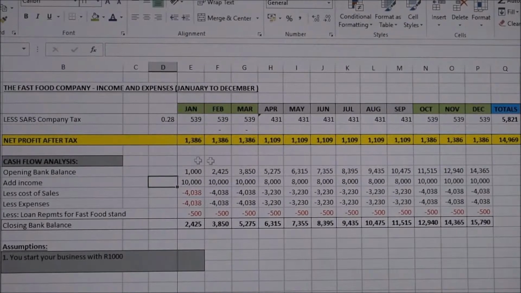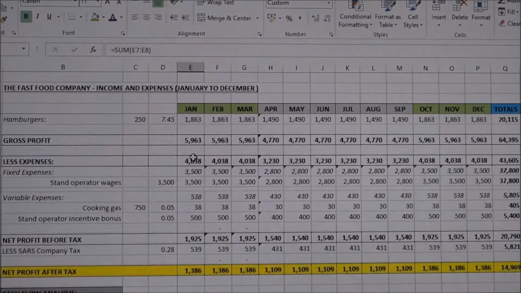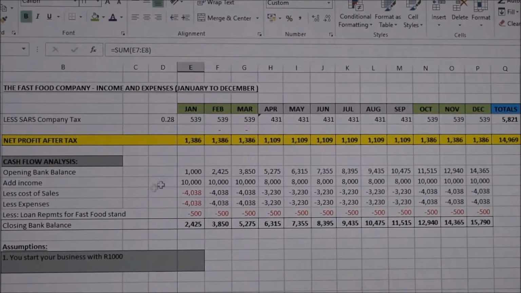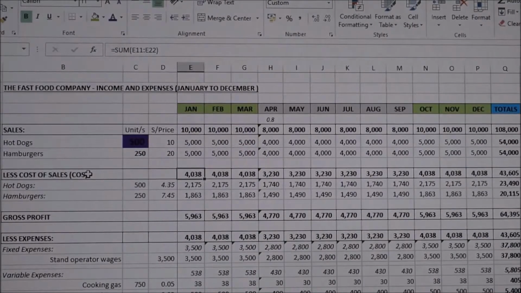And we start a cash flow analysis with an opening bank balance, because at the time when you start your company, you should have a little bit of funding in your bank to be able to cover some overheads until you make your sales, or to at least buy your products to sell. So in our case, we started with 1,000 Rand. In the month of January, we had income of 10,000 Rand. So if we go back up again, we can see it was because of our sales of hot dogs and hamburgers. So that's our income in our cash flow. And then our cost of sales figure is the total of all our costs of sales. For January it was 4,038 Rand.